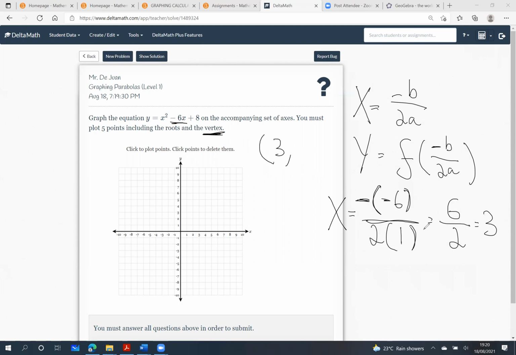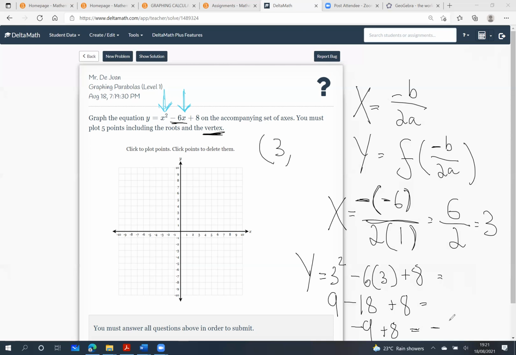The vertex is going to be 3, comma. Well, let's find out where the y is. Hay que meter el 3 adentro de la ecuación. Input the result, and find where the vertex is. So we have x squared, that's 3 squared, minus 6 times 3, plus 8. So we have 3 times 3, 9. Negative 6 times 3, negative 18, plus 8. 9 minus 18 is negative 9, plus 8 is negative 1. So we now know that the vertex is at 3, negative 1.